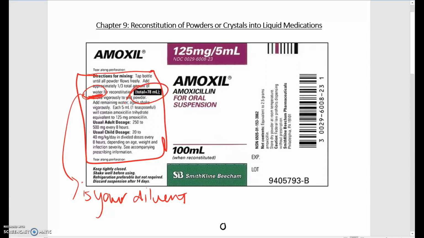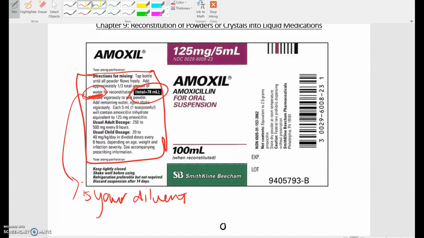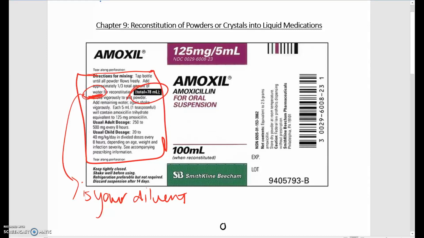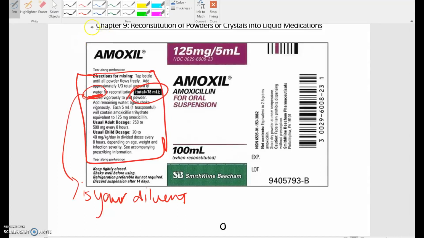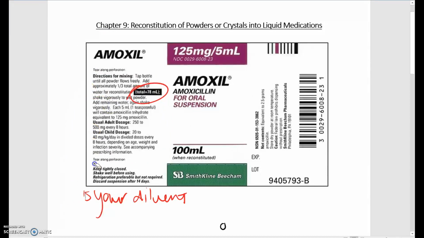Another component that you should be able to identify, sometimes from the label and sometimes not, is called the total dosage.